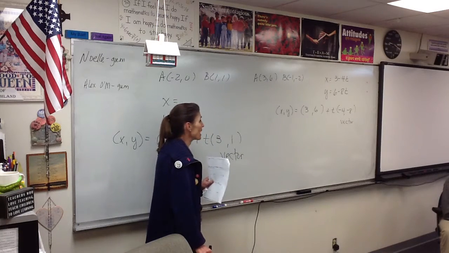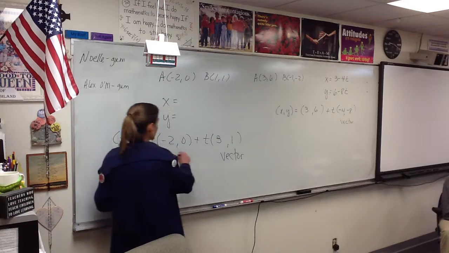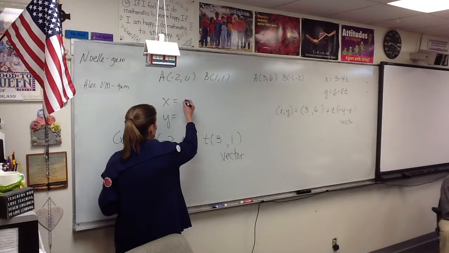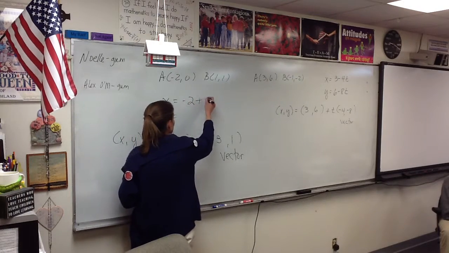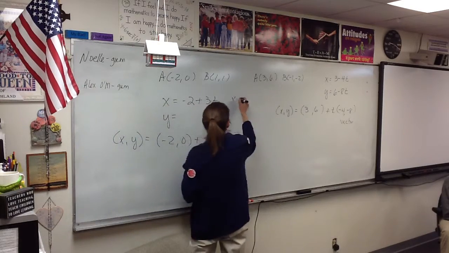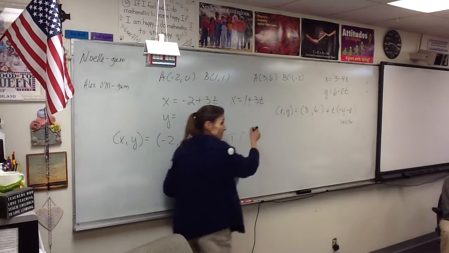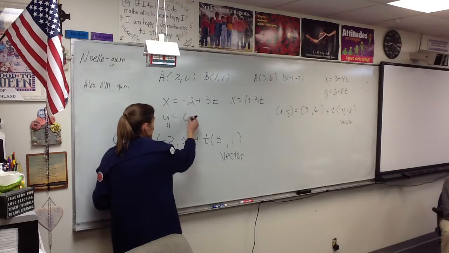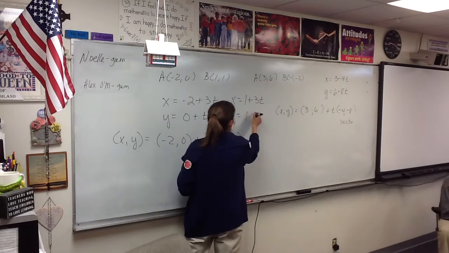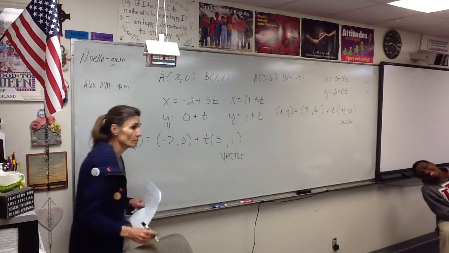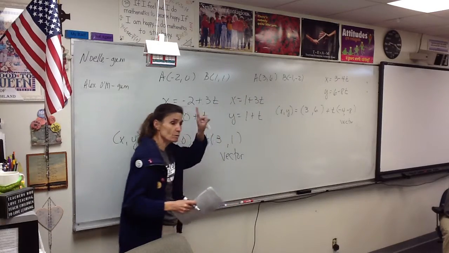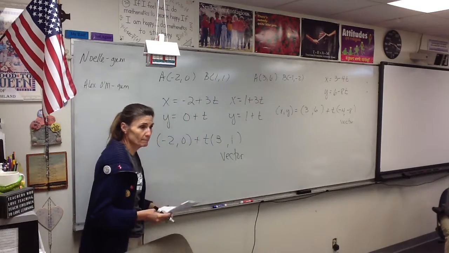Okay, so now we're ready to write our equation. What are our parametric equations? X equals negative 2 plus 3t. Now, if you use the other point, yours would look like 1 plus 3t. Mine is 0 plus t, yours would be 1 plus t. This is okay, and this is okay. You don't need both, but they're both okay.